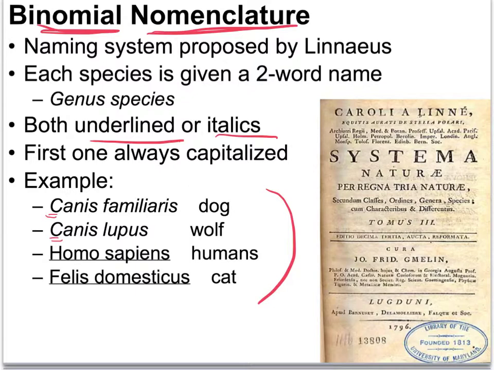Our scientific name is Homo sapiens. So instead of italicizing it, in this case we are going to underline it. But we still always capitalize the first name, which is the genus. And then our next scientific name is Felis domesticus, which is the scientific name for the domestic cat.